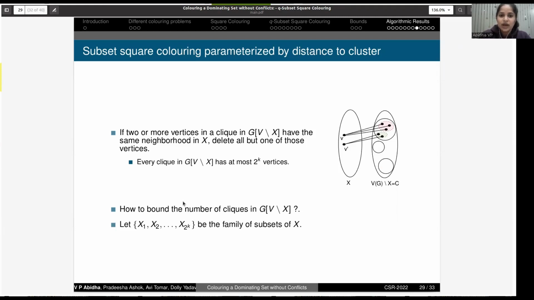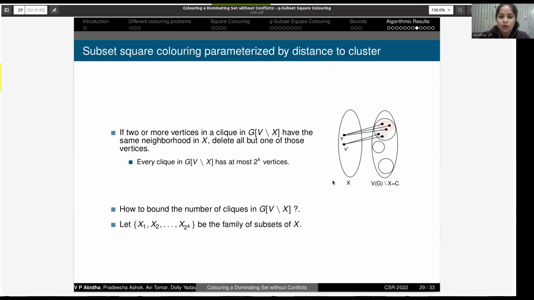In this proof, we are going to bound the number of vertices in the cluster graph by a function of k. If two or more vertices in a clique have the same neighborhood in X, then we can delete all but one of these vertices. The vertex which dominates this vertex can also dominate the deleted vertex. So we can say that in every clique, there will be at most 2 power k vertices.